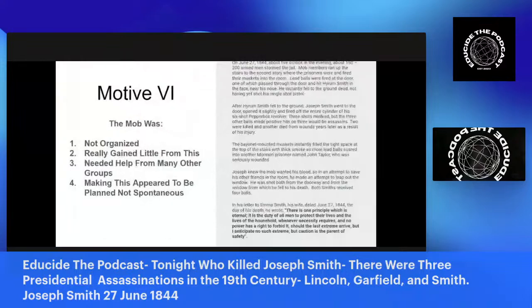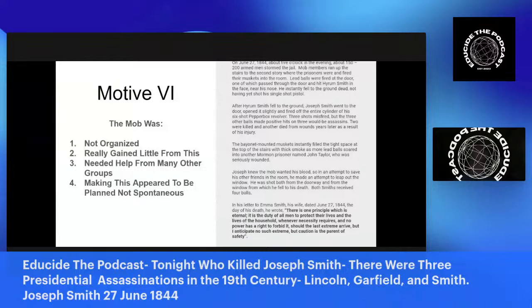Motive number 6, the mob. It was not organized. It really gained very little from this, needed help from many other groups, and was making this appearance to be planned, not spontaneous. Hiram Smith fell to the ground on the floor of the second floor of the Carthage jail. Joseph Smith is pushed out the window, falls headfirst to the ground, then is carried off and shot some more times.